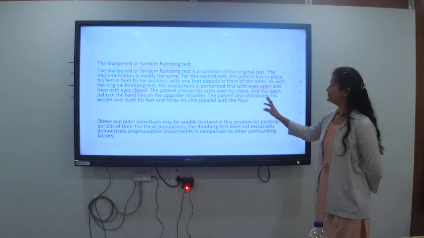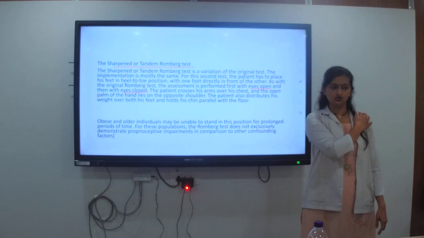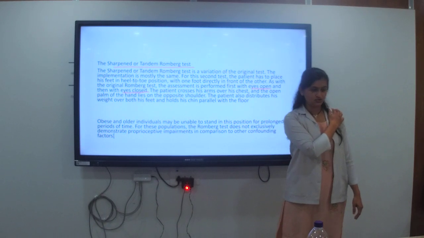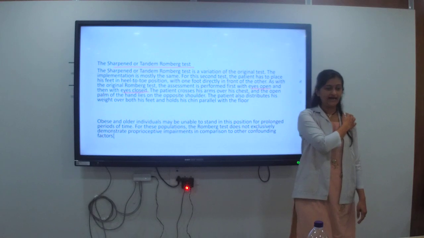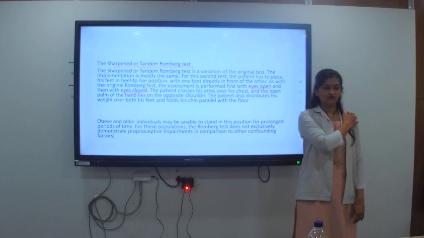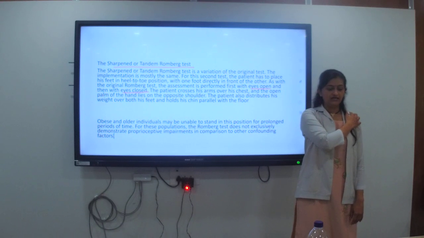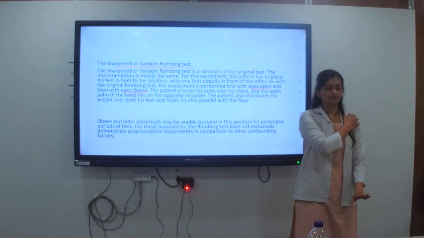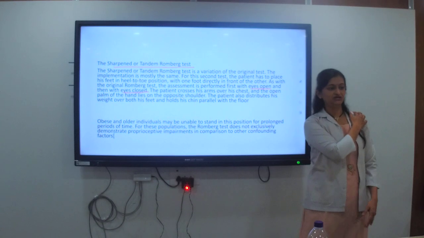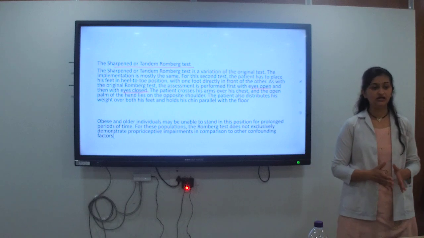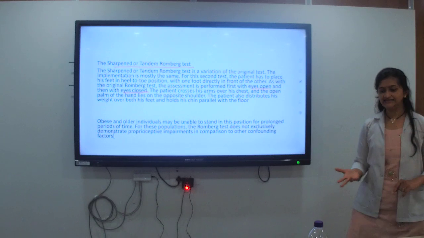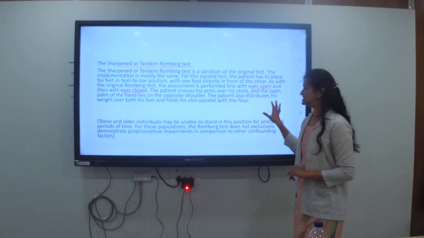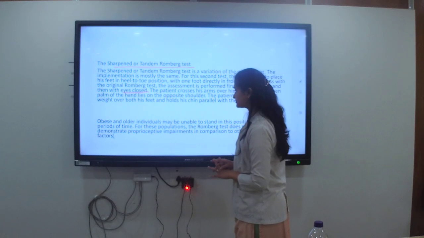So again what you have to do is place your one hand on the shoulder. And how will the leg position be? You have to stand in tandem, like this. And you have to look at the balance. Okay. In this position, how many seconds the patient is able to maintain this position, initially with the eyes open and then with the eyes closed. So this is what you have to perform.